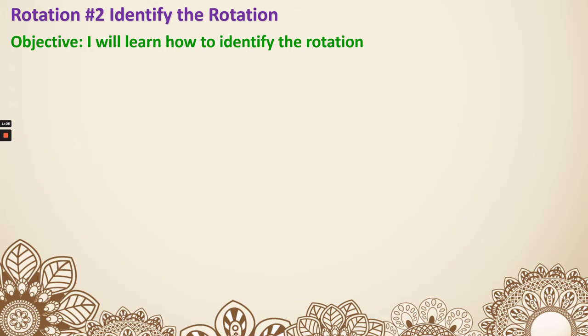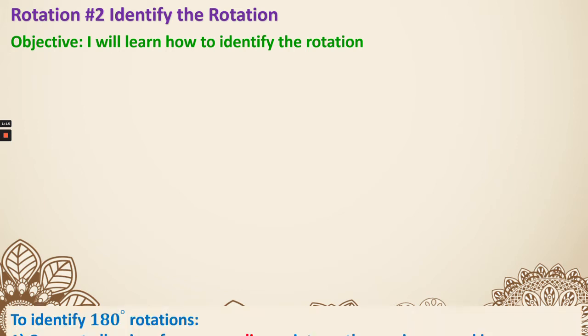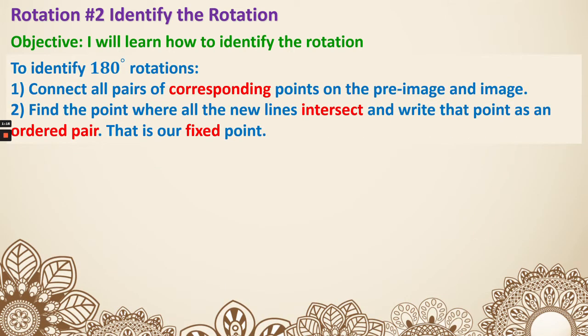So first, same thing, let's talk about the easier one, which is 180 degrees. Please flip to the next page of your notes. To identify a 180 degree rotation, first you are going to connect all pairs of corresponding points on the pre-image and the image. Then you find the point where all of these new lines intersect, because they are guaranteed to intersect if it is actually 180 degrees. You write down that point as an ordered pair, and that is our fixed point.